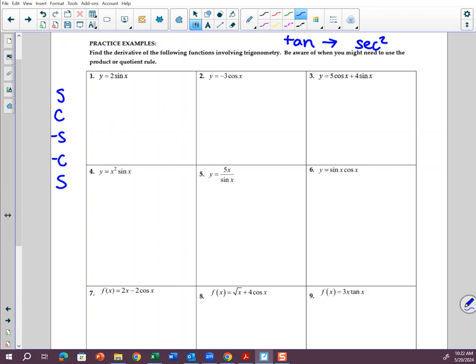So, first things first, a constant times a trig function. When we take the derivative, you don't need a product rule with a constant. A constant times a trig function, the constant basically kind of comes along for the ride. So when I have 2 times the sine of x, the derivative of that is going to be 2 times the derivative of sine, which is cosine of x.